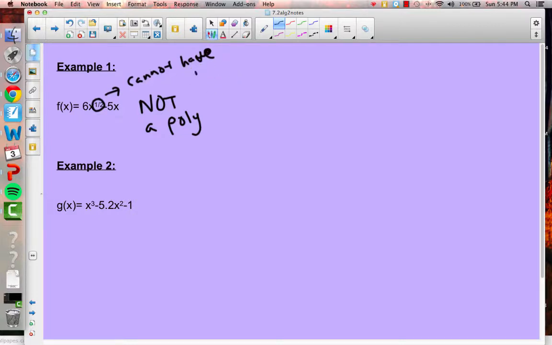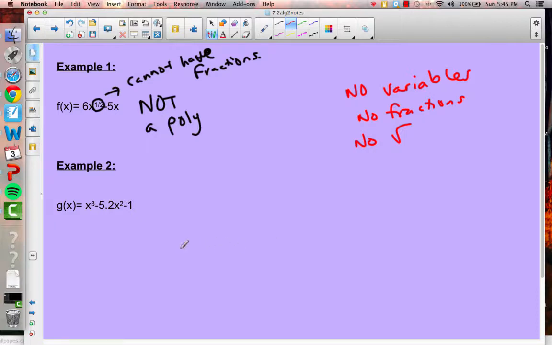Cannot have fractions, and you can also not have variables. Okay, so no variables is also useful. No fractions, no square roots. Anything in the exponent other than a whole number won't work. All right, I'll write that in for the exponents. There we go. Now let's look at example 2.